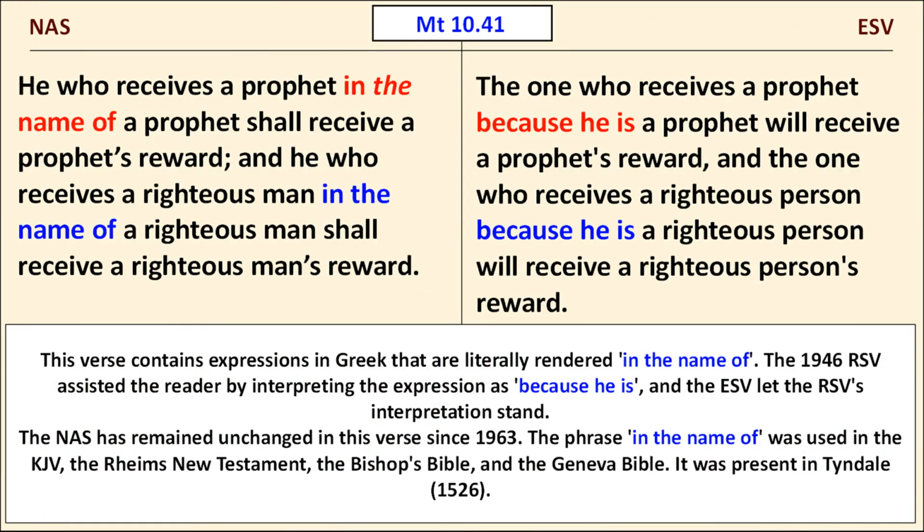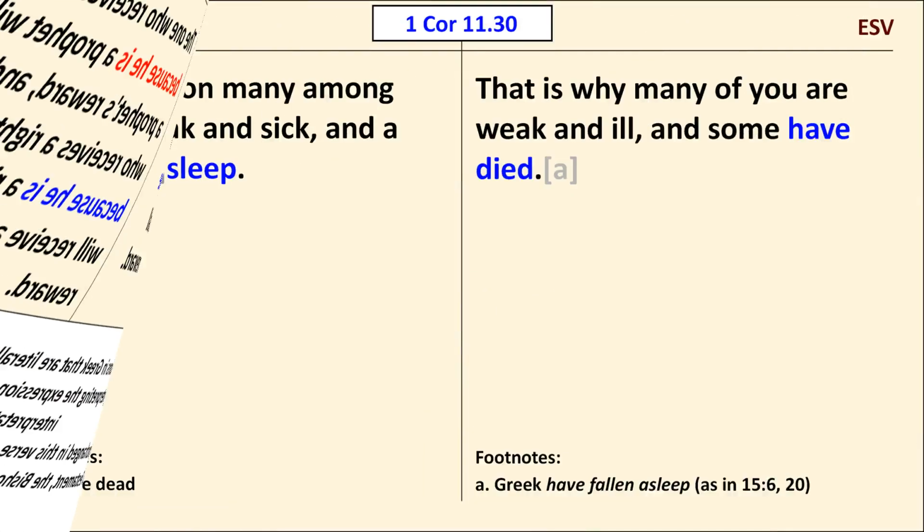This verse contains expressions in Greek that are literally rendered "in the name of." The RSV assisted the reader by interpreting the expression as "because he is." In the ESV, let the RSV's interpretation stand. But "because he is" is plainly less literal than "in the name of."